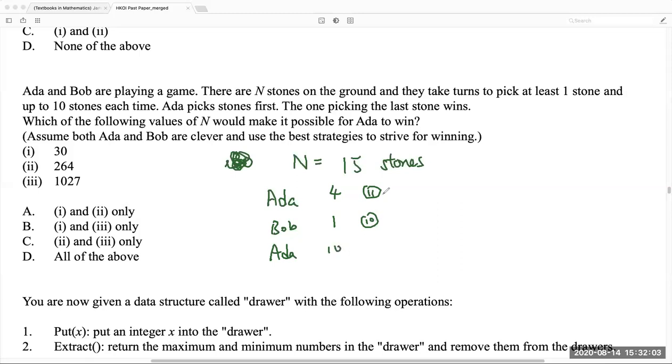Okay. So if Ada takes 3 stones first, there are 12 stones left. And then if you are Bob, how many stones will you take? Bob can win if Ada takes 3 stones first. So Bob should take 1 only. Then Bob can win. So actually, you may need to think about the case for the last step first.